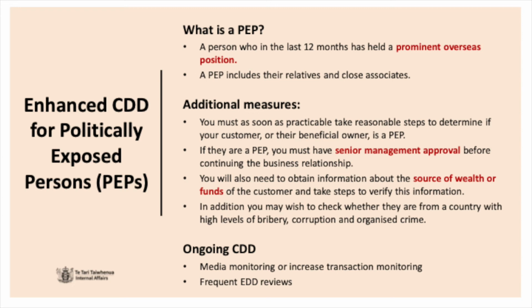Additional measures. In terms of additional measures, when you are establishing a business relationship with a PEP, you must have senior management approval and obtain information about the source of wealth and funds of the customer and take steps to verify this information. In addition, you may wish to check whether they are from a country with high levels of bribery, corruption, and organised crime. If they are, this will factor into the risk of this customer.